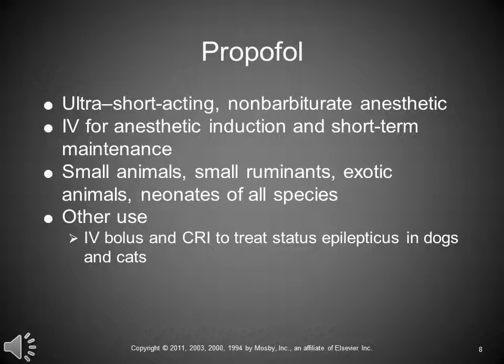Small animals, small ruminants, exotic animals, neonates of all species. This is a drug that is good across all ages and pretty much all species. Some species a little better than others, but all species it works. Another use, you can use an IV bolus and a CRI to treat status epilepticus in dogs and cats. That's where the beauty of Propofol comes about for treating status epilepticus. You give them the dose, you get them down, you put them on CRI, and you just suppress that brain until the seizuring activity goes away. Can't do that, really, with any other drug.